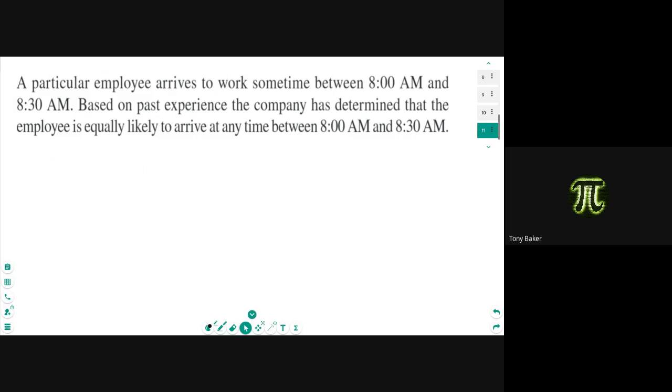All right. On average, what time does the employee arrive? So what do we need to figure out? What are the pieces of information that I need to know for this problem? I need A, B, and I need my probability at some point, right?